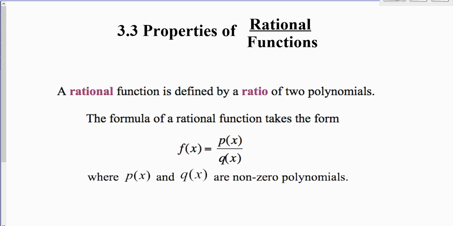So a rational function can be and will be defined as a ratio of two polynomials. The formula of a rational function takes the form f of x is equal to p of x over q of x, where p of x is a polynomial and q of x is a polynomial. And they can't be zero, because if you have zero in the numerator, then it's just a constant function of zero. If you have zero in the denominator, well, then we're dividing by zero. We don't want that either. Okay, so these are rational functions.